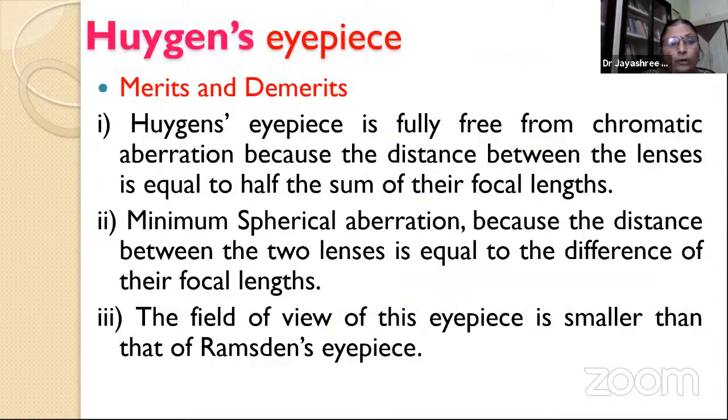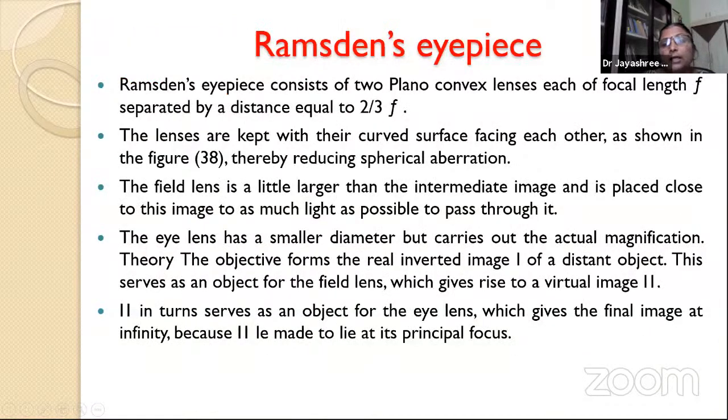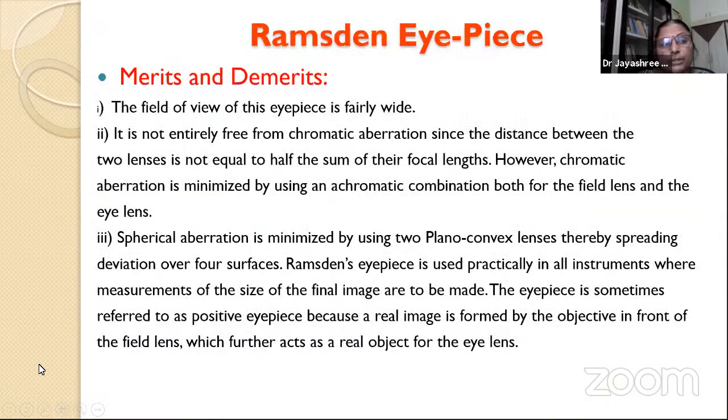So the first important point is that it is fully free from chromatic aberration. What is the reason? The distance between the lenses is equal to half the sum of their focal lengths. And it has minimum spherical aberration, again because the distance is equal to the difference between their focal lengths. And the field of view of this eyepiece is much smaller than that of the other kind of eyepiece, the Ramsden's eyepiece.